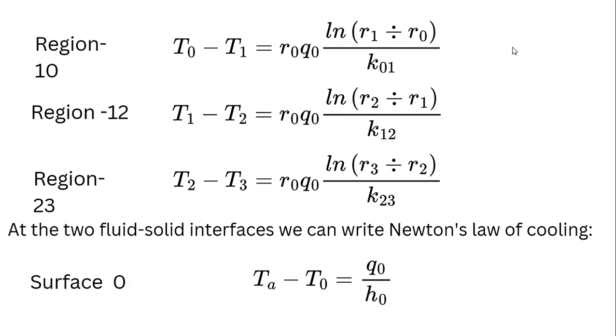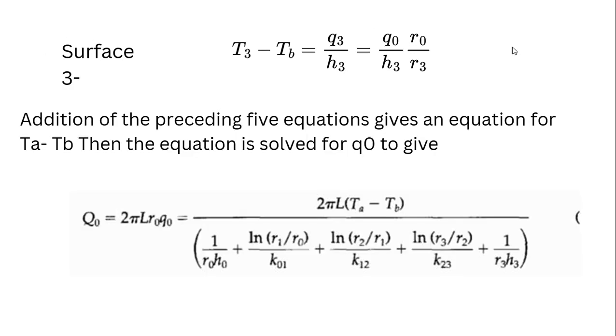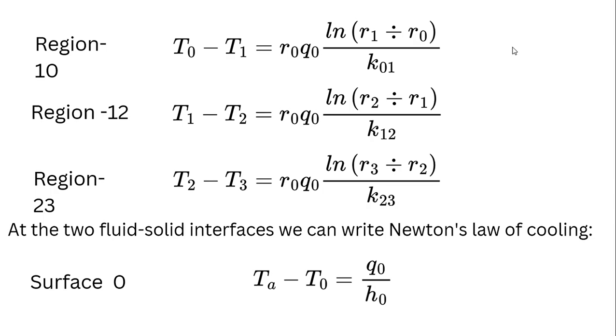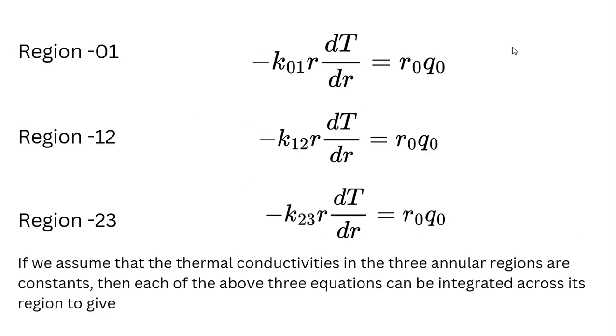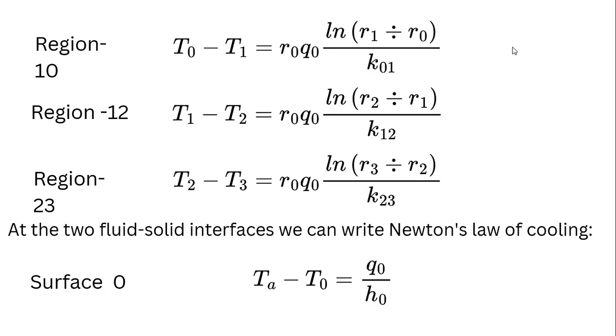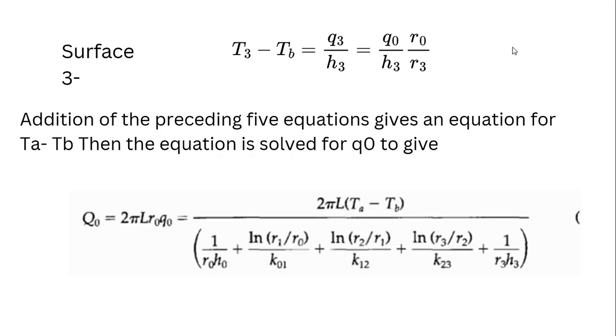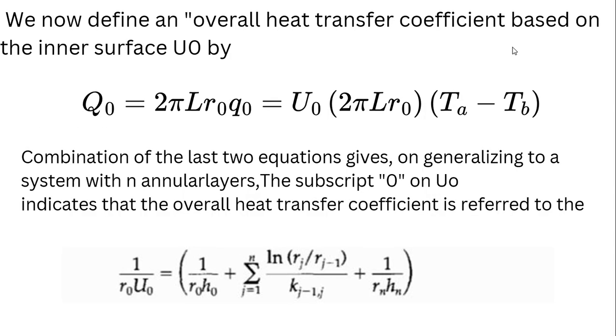After calculating and rearranging this equation, at surface 0 we get Ta minus T0 equal to Q0 upon h0, by using Newton's law of cooling, and at surface 3 similarly we get T3 minus Tb equal to Q3 upon h3, equal to Q0 upon h3 into r0 upon r3. With the addition of all these equations, Newton's law of cooling, Fourier's law and energy balance, we finally get the overall heat transfer coefficient, over here 1 upon r0 U0.